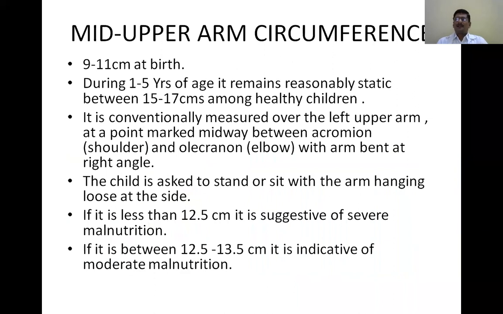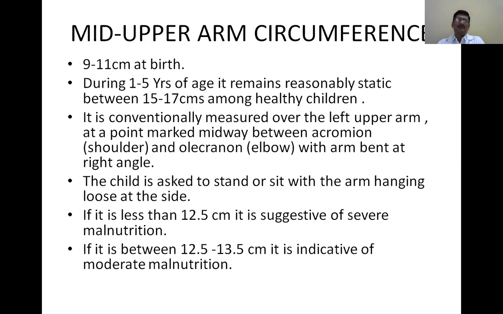The next parameter, which is normally measured as a part of anthropometry, is the mid upper arm circumference. It will be around 9 to 11 centimeters at birth. Between 1 to 5 years of age, it remains reasonably static, between 15 to 17 centimeters among healthy children. It doesn't increase much.